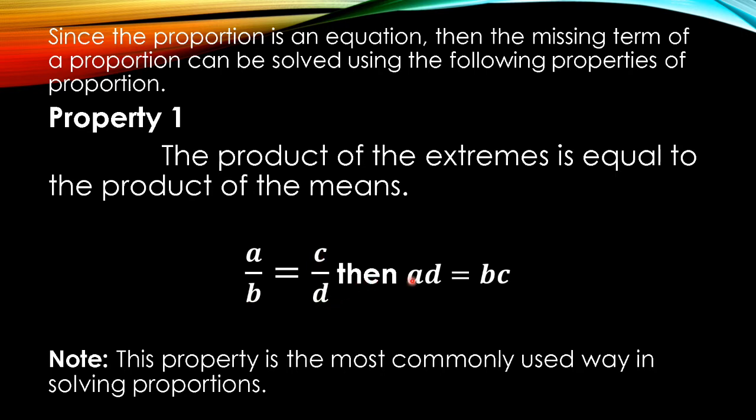Then A times D is equal to B times C. So, A times D, parang cross multiplication yung gagawin lang. So, later on, magkakaroon tayo ng examples para alam nyo kung paano mag-solve ng proportion. So, note, this property is the most commonly used way in solving proportions. Ito yung pangkaraniwang ginagamit kapag nagsosolve ng proportion.